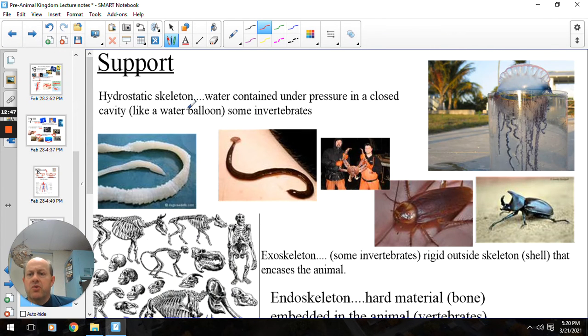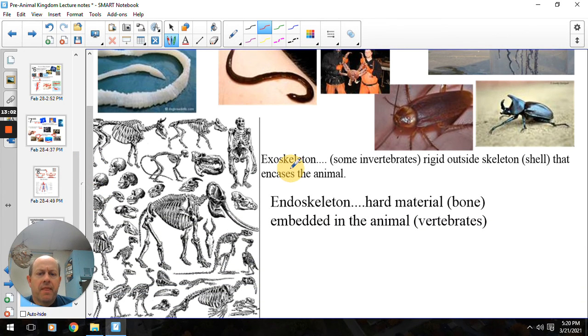Support system or structure, so skeletal. Again, if you're a worm or jellyfish, then you're going to have what's called a hydrostatic skeleton. This is kind of a fluid-contained skeleton, kind of like a water balloon, to give structure. The other types would be exo and endo. Exo is on the outside, so this would be like our arthropods, like our crab and insects. And then endoskeleton would be like all of this over here. That's going to be the bones inside the body, and that's what you are.